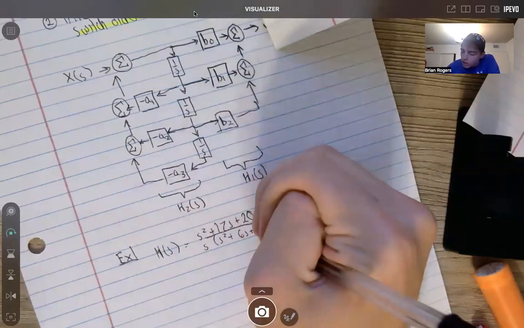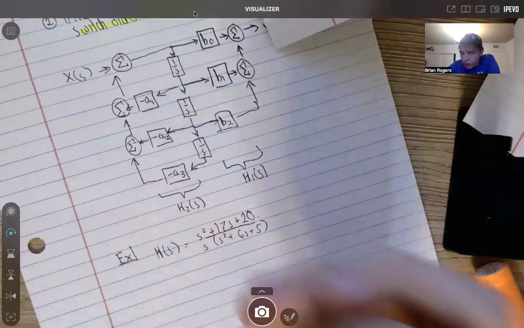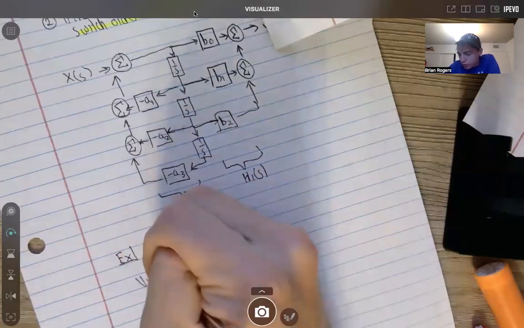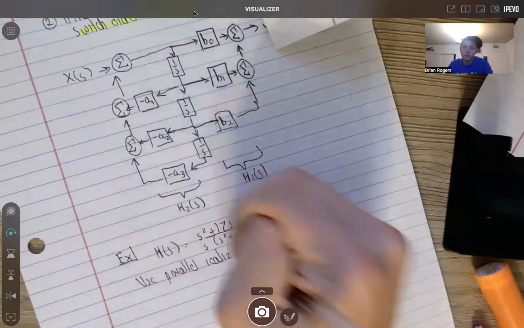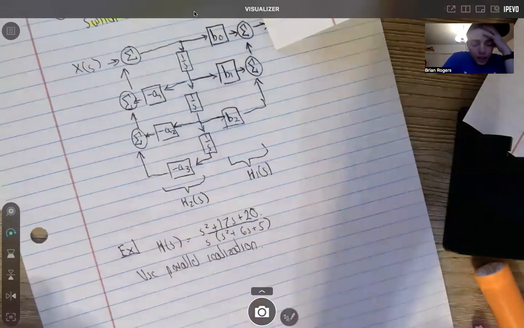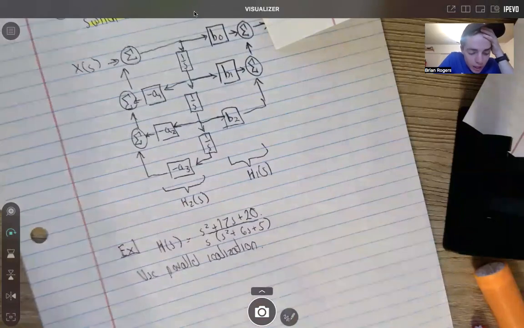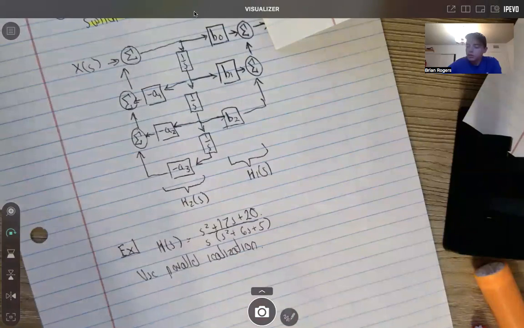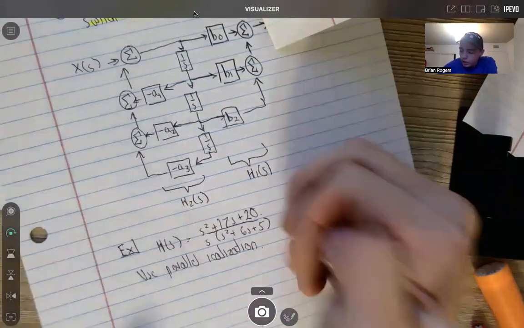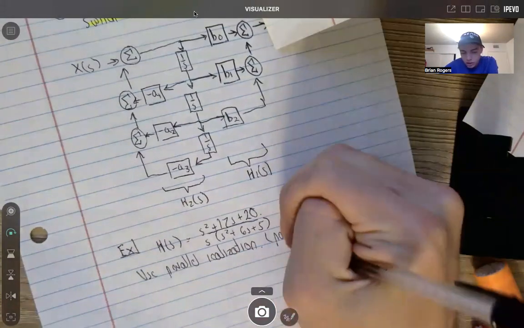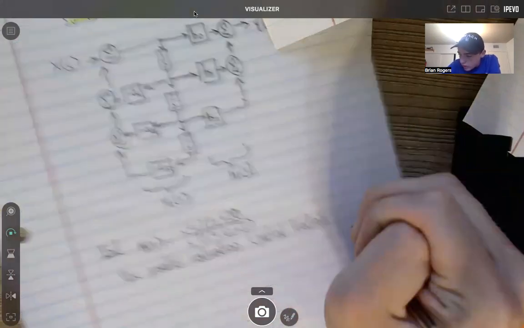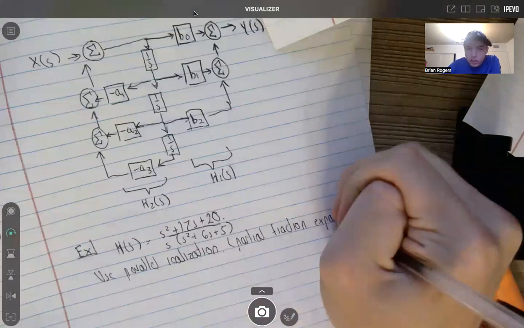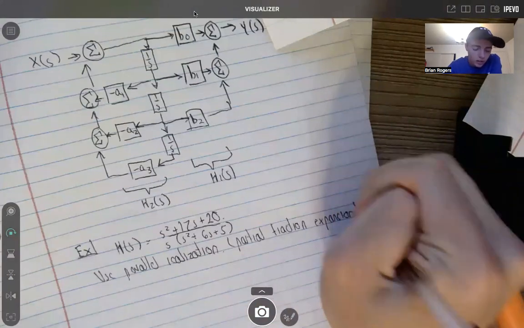And it says use parallel realization. We've never seen the words parallel realization before, so that's a little scary. You're like, what's parallel realization? Basically, what that means is partial fraction expansion. So if you see parallel realization, it's just partial fraction expansion. That's just the synonym for it, so don't freak out when you see that term.